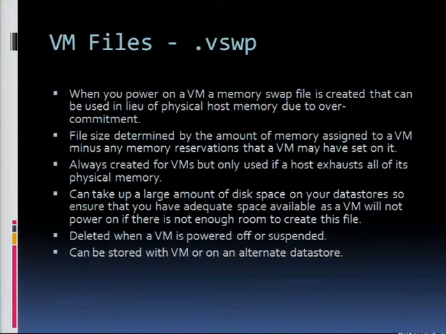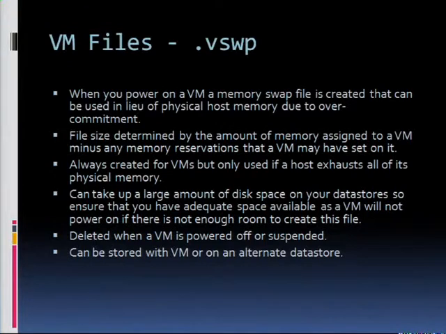The vswap file. This is created when you power a VM on, and it's used when a host is overcommitted memory-wise. Once the host runs out of physical host memory, it uses this file to store memory information for that VM. The size of this file is determined by the amount of memory assigned to a VM minus any memory reservations that a VM may have set on it. So if I assign 4 gig of RAM to a VM, normally a 4 gigabyte vswap file will be created on the data store that the VM resides on.